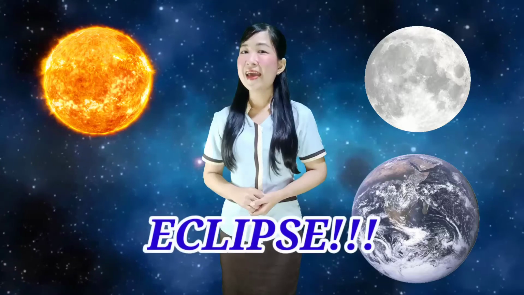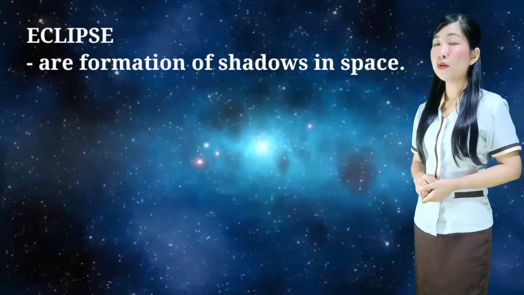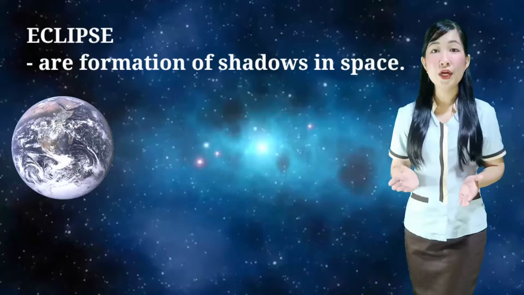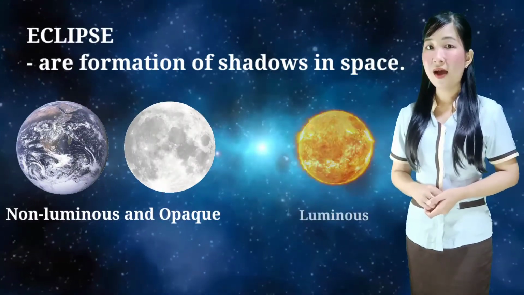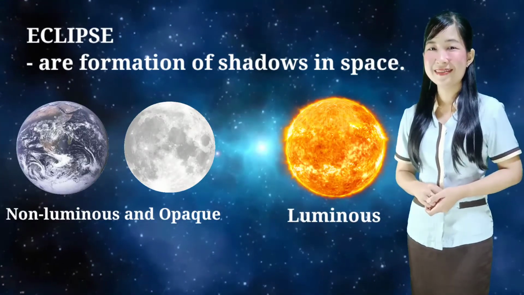Very good! And what is this phenomena? Correct! That is eclipse. So what is eclipse? Eclipses are examples of formation of shadows in space. The Earth and the Moon are non-luminous and opaque, but the Sun is luminous and is the source of light in space.